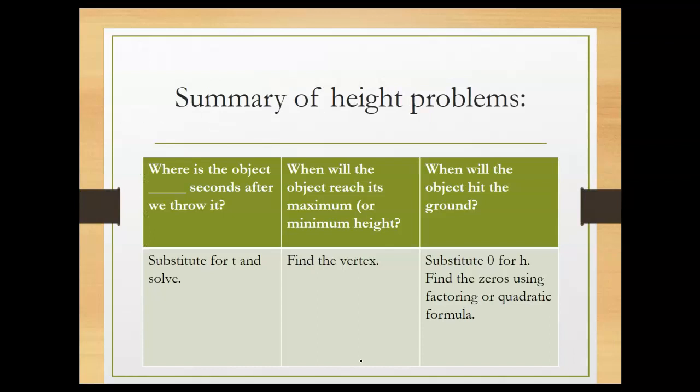So let's get a little summary of our height problems. When someone asks you, where is the object some number of seconds after we throw it, you can just substitute in for t and solve. If someone asks you, when will the object reach its maximum or minimum height, that's code for finding the vertex. And when it says, when will the object hit the ground, or it could be, when will it reach sea level? Substitute 0 for h, and then find the zeros using factoring or quadratic formula. Pause the video and make sure you've written this summary in your notes now.